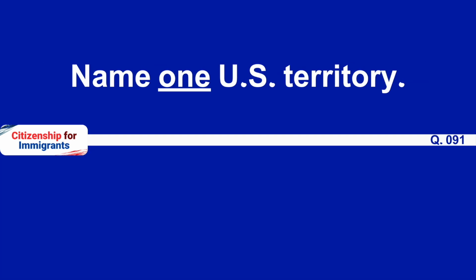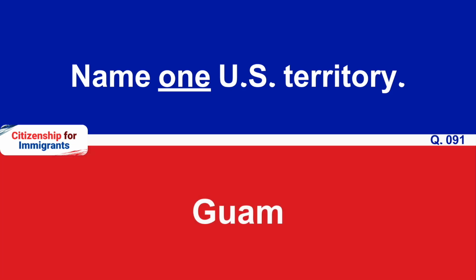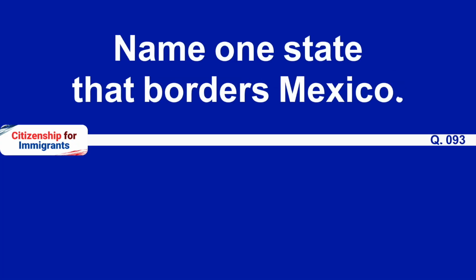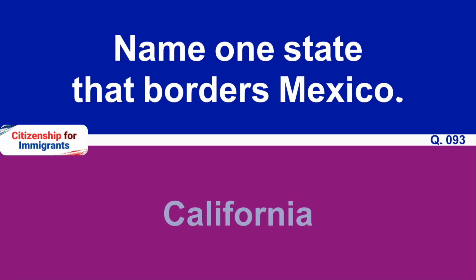Name one U.S. territory. Guam. Name one state that borders Mexico. California.